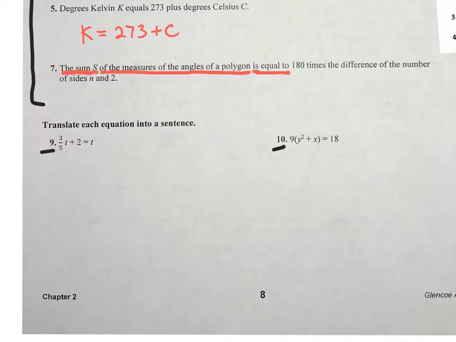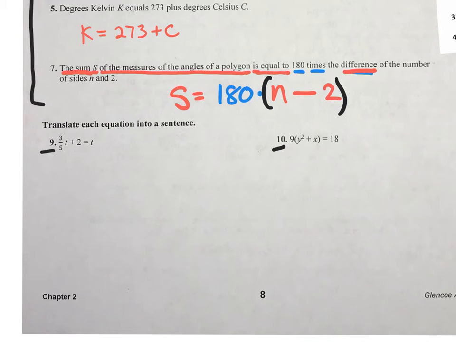All of that wordage right there just means this: S equals. So what does it equal? It equals 180 times the difference. Difference means subtraction, so let me put that down in red. Difference means subtraction of the number of sides n and 2. So n and 2. Now, if I leave it like that, it's incorrect because it's 180 times the difference. That means I need to subtract before multiplying. So what do I need? Parentheses right there. And that is our answer for number 7.